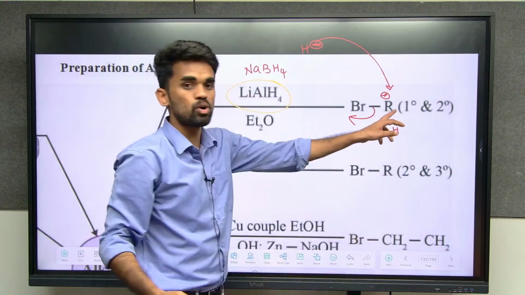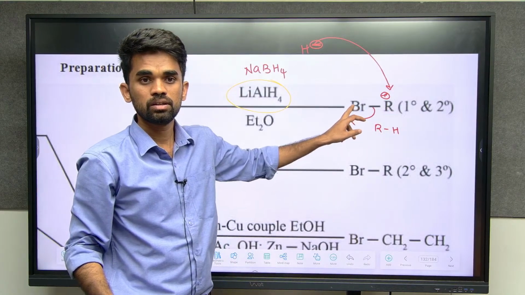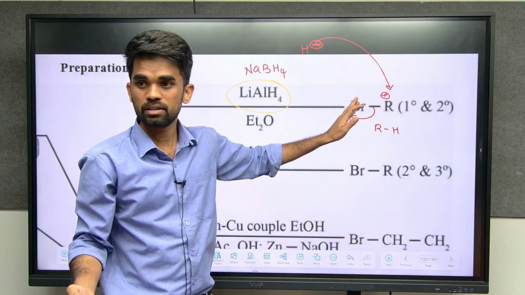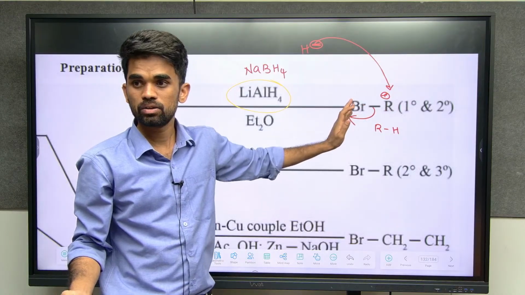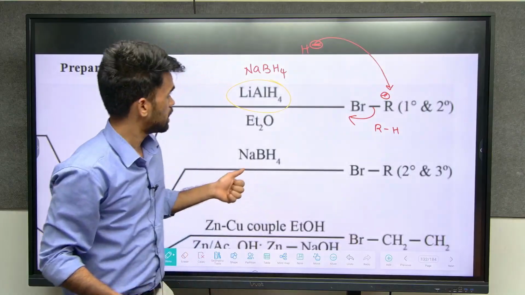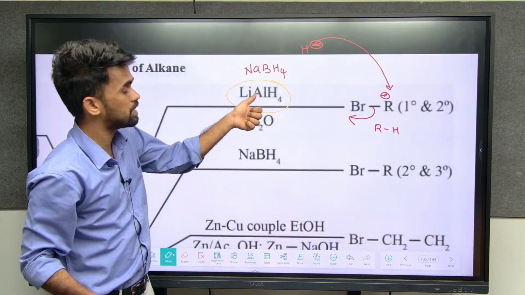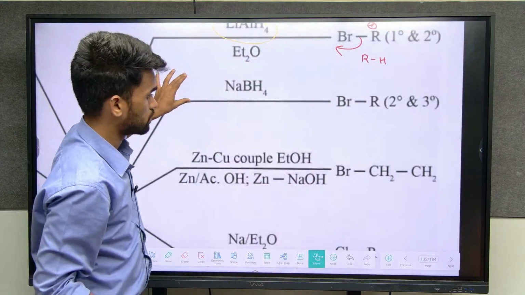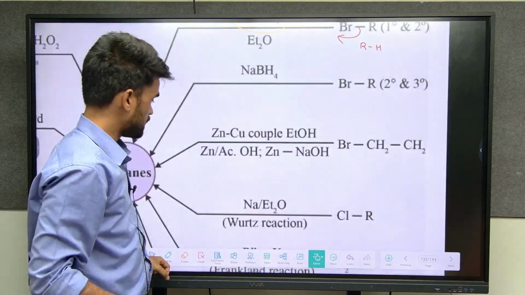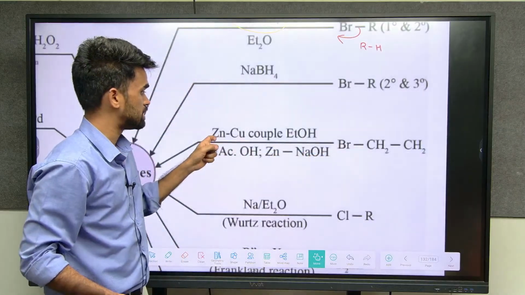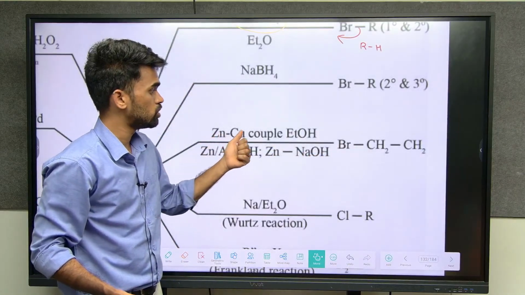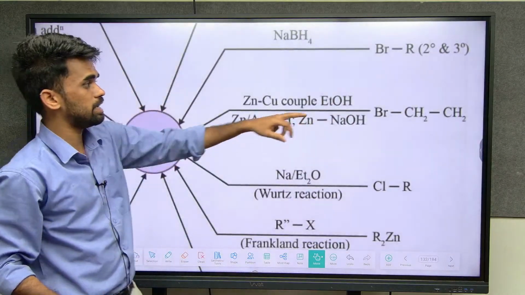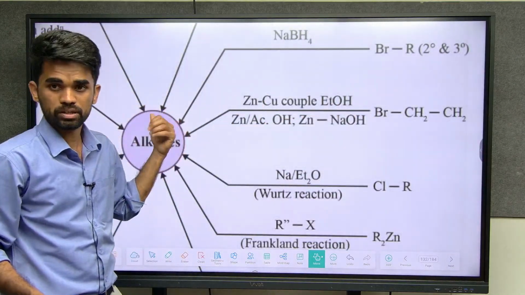If it is methyl bromide, the product is methane. If it is ethyl bromide, propyl bromide, the same story with sodium borohydride or lithium aluminum hydride. Okay. Next one. See, same alkyl halides with ZnCu. ZnCu in presence of alcohols gives you the respective alkane. Like if ethyl bromide is there, ethane will be the product. Next one.